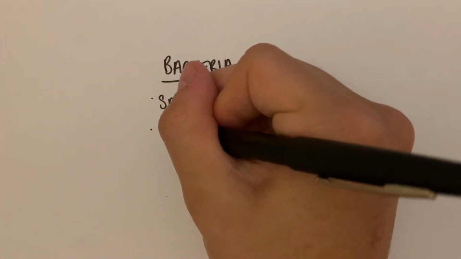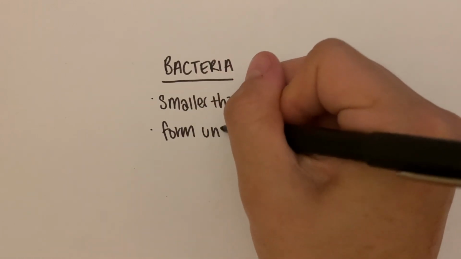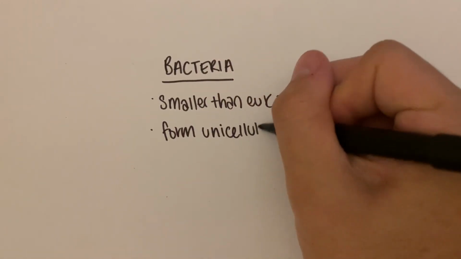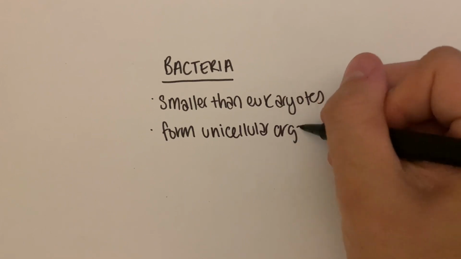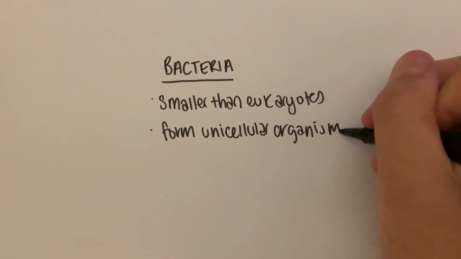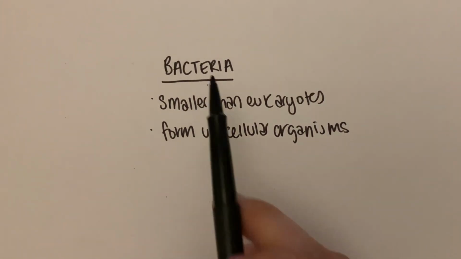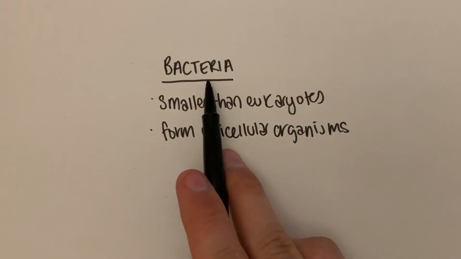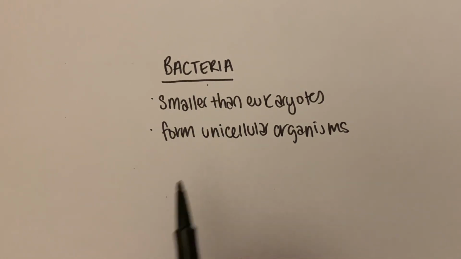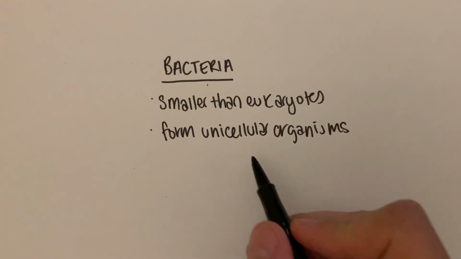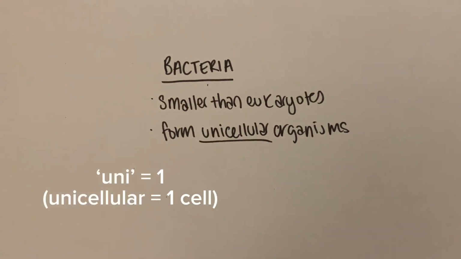And they form unicellular organisms. So what that actually means is that with bacterial cells, you only need one cell to form the organism. Whereas, for example, in eukaryotic cells, such as plant cells, you need a load of these different plant cells to form a plant. But with bacteria, only one cell is required to actually form a bacteria.